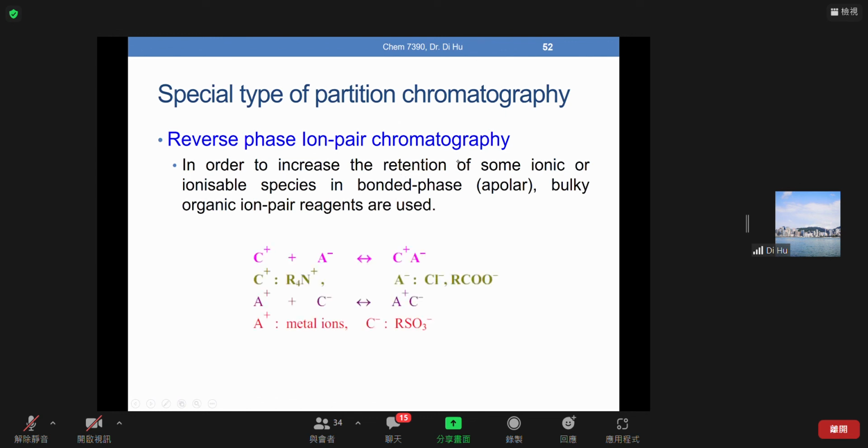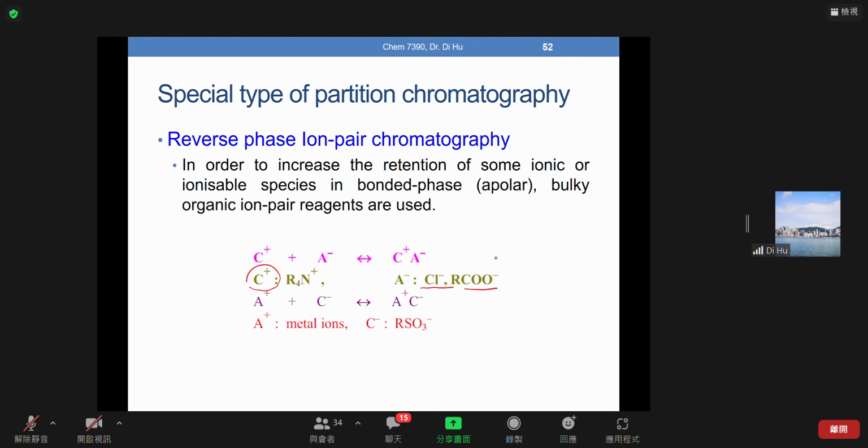Reverse phase ion pair chromatography is used in order to increase retention of some ionic or ionizable species on the bonded phase. And you can see here, this is the counter ion, this is the one to bind. For example, if you want to analyze chloride ion, or a carboxylic acid, then using the C18 column is obviously not a good choice.